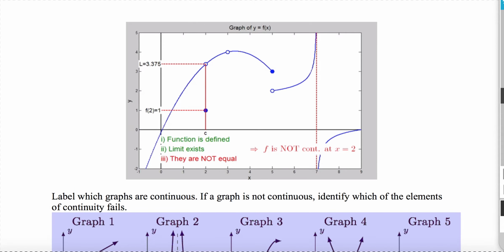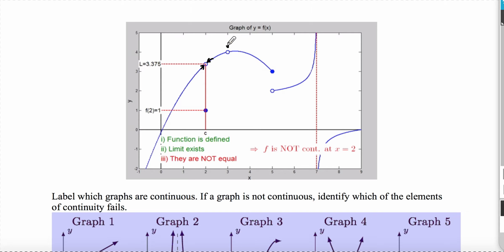Graphically, we can see this in several different ways. Here's an example. At c here, the function is not continuous. Notice that the function is defined. We have a point. The limit exists because from the left and the right, as x approaches c, the graph approaches the same spot. But the function is not continuous because that limit, the place where the graph approaches, is actually not equal to where the point is. The limit and the point are not equal. So this function is not continuous at x equals c, x equals 2 here.